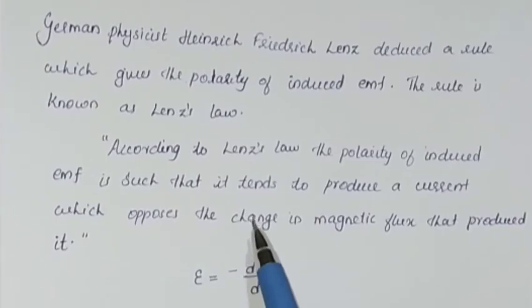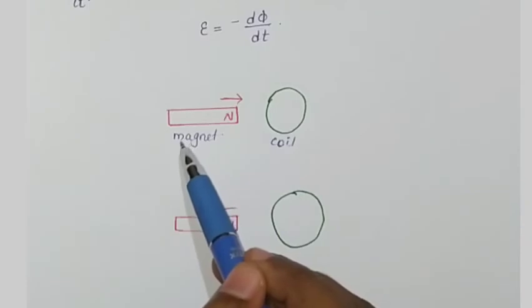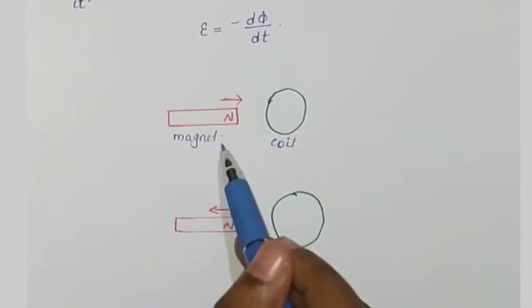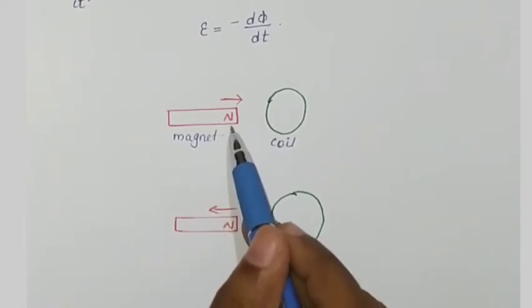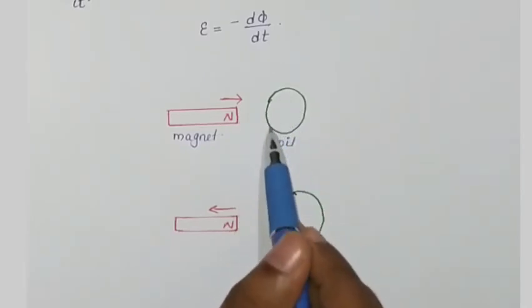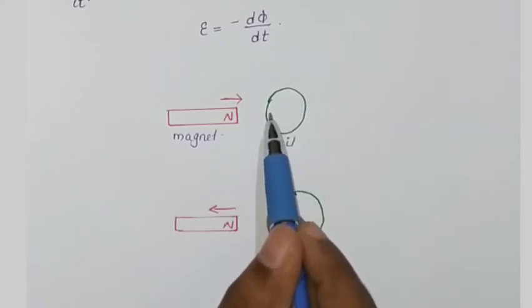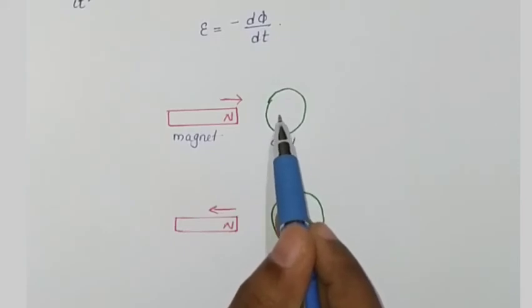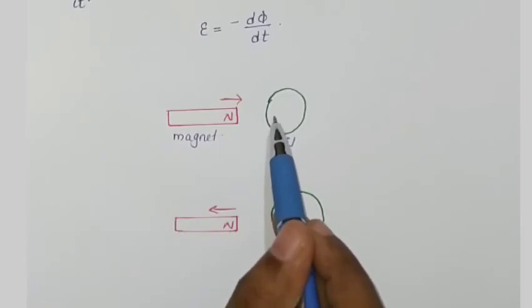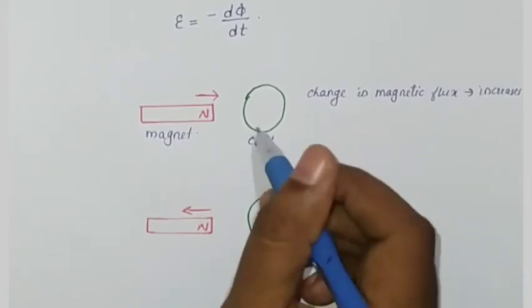Now let us analyze this law by applying it. Suppose we have a coil and we are bringing the north pole of a bar magnet towards our coil. Here we can understand that as this north pole of the magnet is moving closer to the coil, the magnetic flux associated with this coil is increasing. That is, the strength of the magnetic field is increasing, which increases the magnetic flux. So the change that occurs in the magnetic flux here is the increase in magnetic flux.